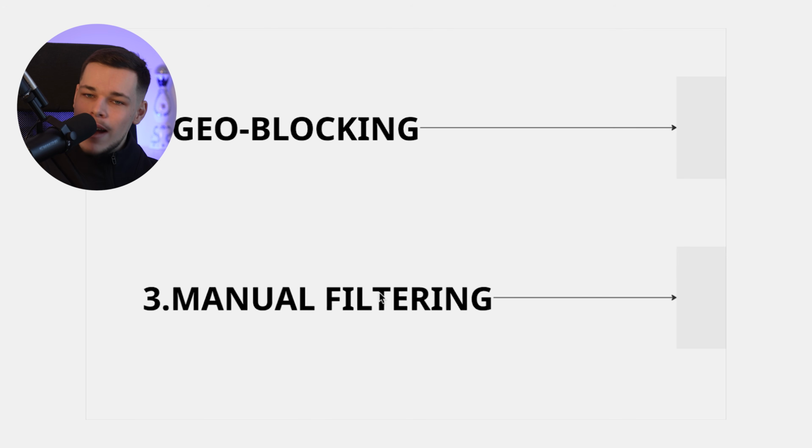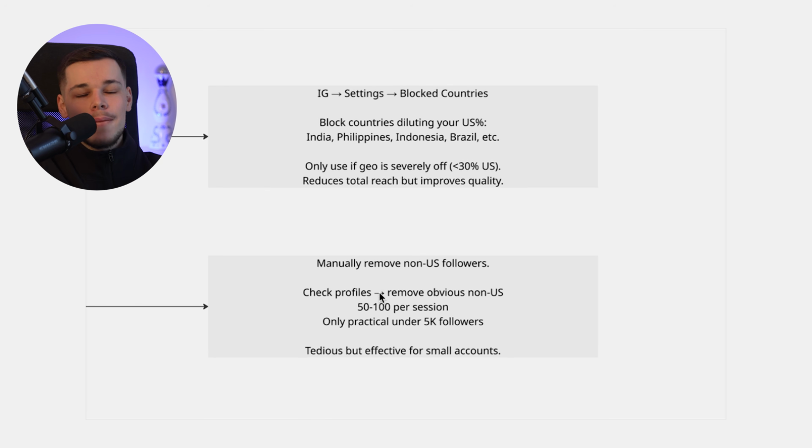Last but not least is obviously manual filtering. I think that makes sense. So just sit down, screen sharing you and a couple of VAs, or just give it to your employees and manually remove non-US followers. Check the profiles, right? Check if there's an Arabic name. Okay, he's probably not American. Okay, makes sense. And obviously do 50 to 100 per session so Instagram doesn't get suspicious.